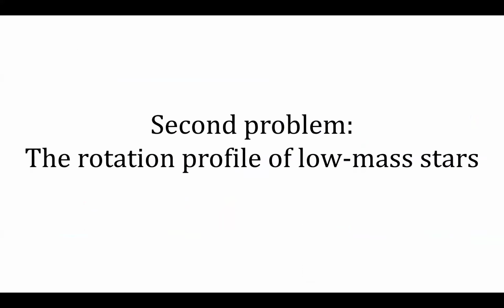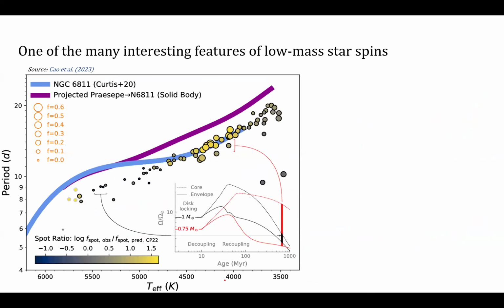Which brings me to the second problem. We go back to single stellar evolution and we study the rotation profile of low mass stars. So you're going to study stars that are either fully convective, like some of the M dwarfs, and FGK type stars. And of course, there's a plethora of interesting features of low mass star spins, and we can talk about all of them, but I'm here only going to mention one property which is super interesting. Many people here seem to be interested in that.